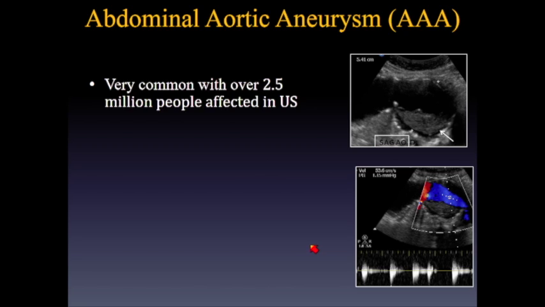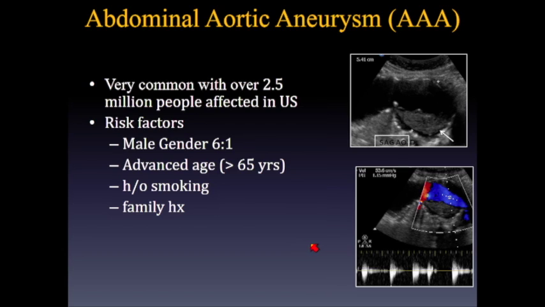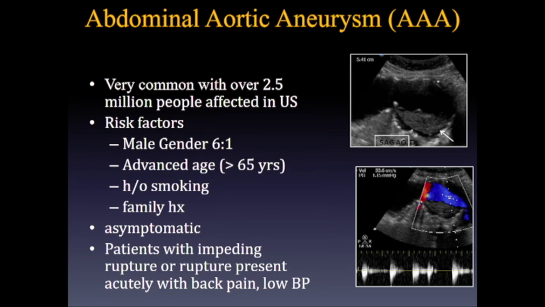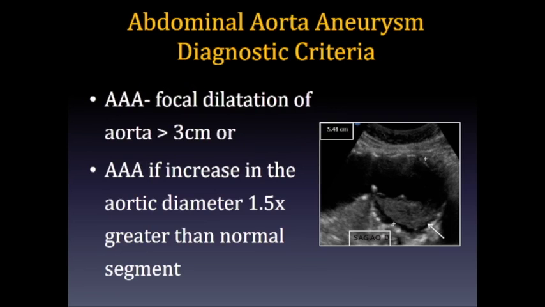Other things that we are always concerned about are AAAs, and it's a very common pathology that is seen in up to 2.5 million people in the United States. There are multiple risk factors such as male gender, advanced age over 65 years old, history of smoking, family history, collagen vascular diseases, atherosclerosis. But most of the time patients are asymptomatic, and when they are symptomatic, they may present already either with aortic rupture or impending rupture. And their clinical signs would be back pain and lower back pain.